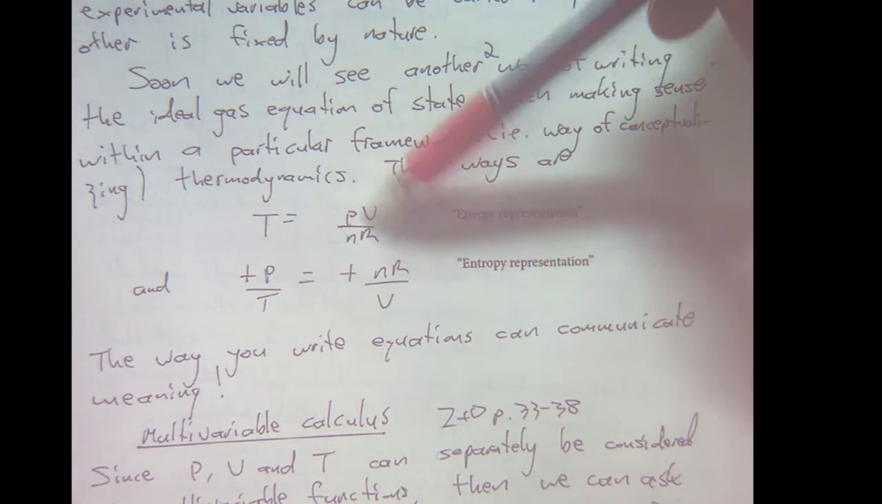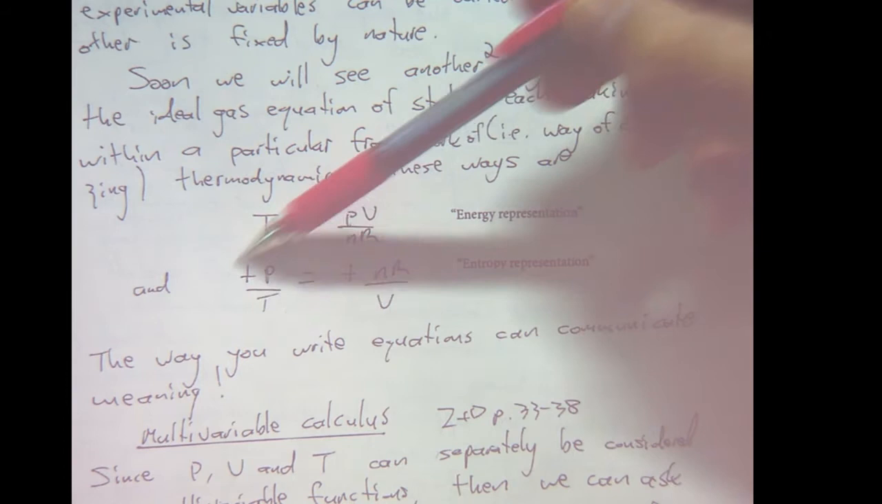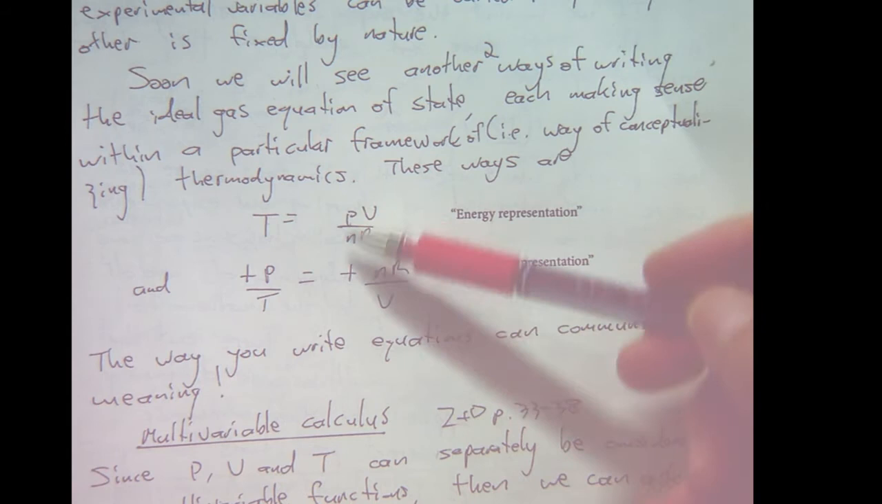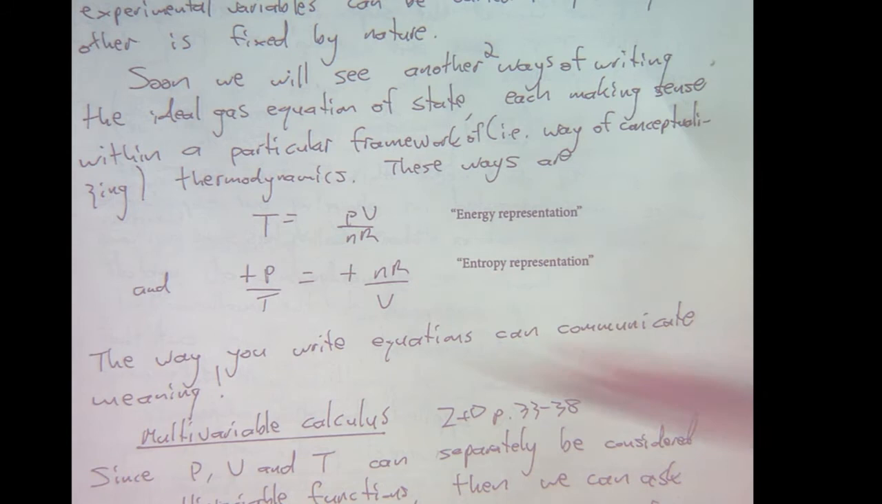Right? So the equations look different. Now, if I write it like this, I am explicitly conveying the fact that this is my intensive variable. So I'm actually giving the reader more information. Obviously, physically, if you like, the amount of content in these two equations and the one we had before is exactly the same. It's just that within certain frameworks that you may be working in, this actually makes sense.